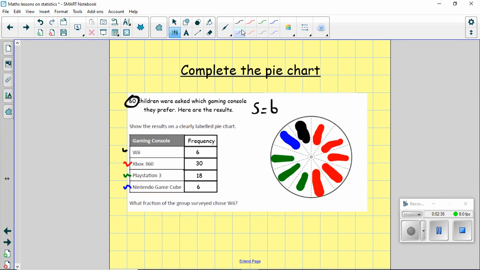And that's basically that first question. I put all that information on the pie chart. Now some pie charts might actually write the names of the consoles in their section, but I've not got room and I've colour coded it, so that's fine.